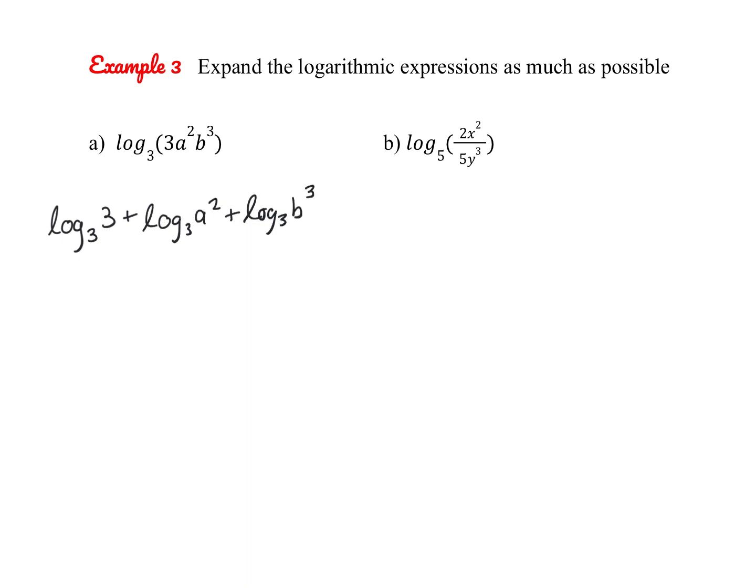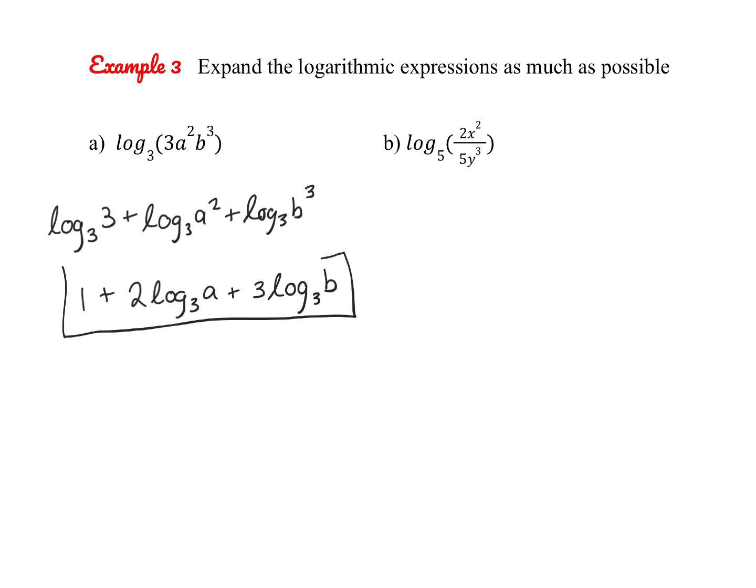Now from here we can simplify a little bit. For this first one, log base 3 of 3 is just 1. And then to help us even further expand, we can use that power property and take this exponent and move it out front. So plus 2 times log base 3 of a. And same thing here, we'll put this out front. Plus 3 times log base 3 of b. And this is as expanded as we could get.